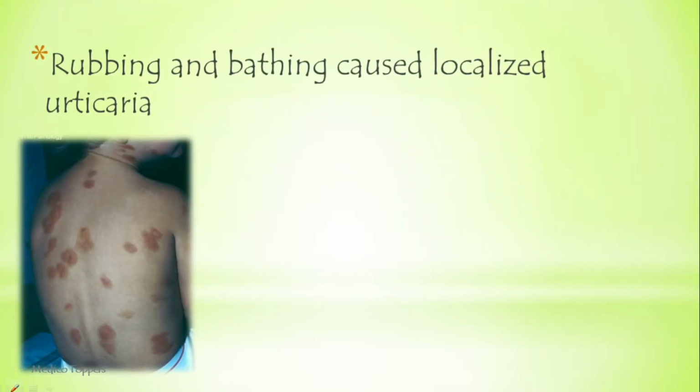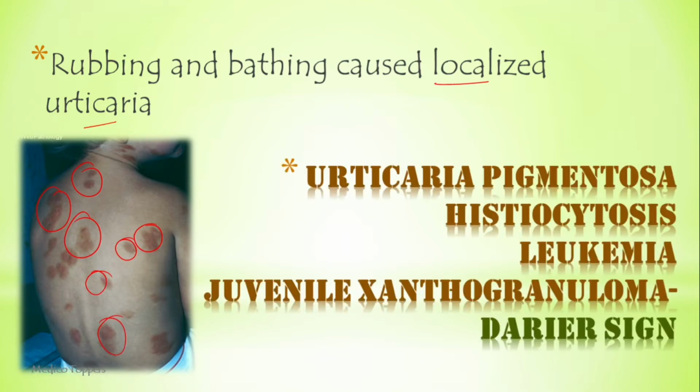So here we will be having localized urticaria on rubbing and bathing. You can see the urticarial lesions on the back of the children. So try to guess the condition where we can see this localized urticaria. So it is seen in urticaria pigmentosa, it is seen in histiocytosis, and it is also seen in leukemia and juvenile xanthogranuloma. Try to remember all these four conditions, and this sign is also called as Darier's sign because urticaria pigmentosa is also called as Darier's disease, and histiocytosis is also called as mastocytosis, so don't confuse.